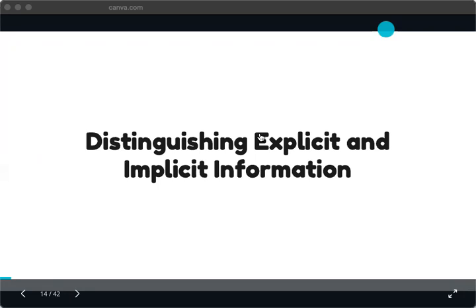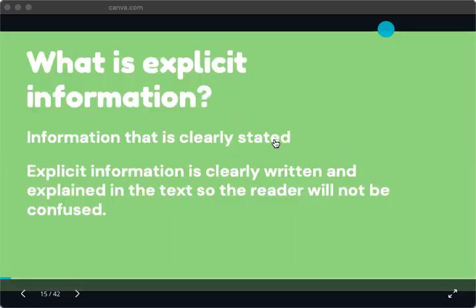Sir, how can we tell whether something is implicit or explicit? Simple. As you have observed, explicit information is clearly written and explained in the text so that the reader will not be confused. And explicit information is already found in the text black and white. You can find the words letter by letter in the text. Meanwhile, when we discuss implicit information, it refers to something that is implied, but not stated outright in the text. Because the idea is not written in the text, you need to use the clues in the text to make an inference of what you have read.